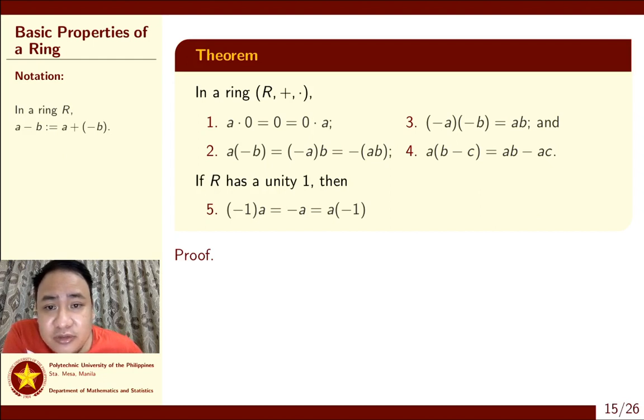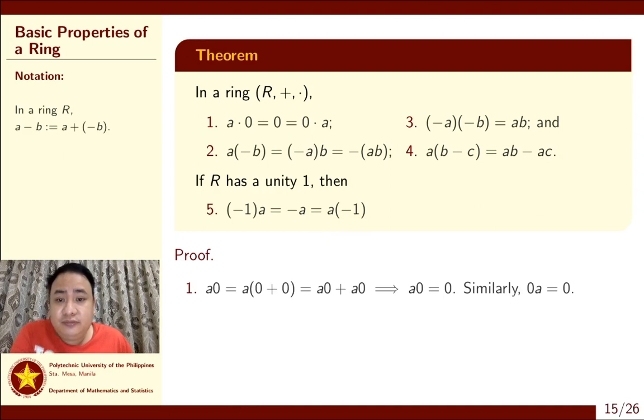Yung last property ay nag-hold, syempre, kapag may unity yung R. Kasi, hindi naman lahat ng ring may unity. Right? So, dapat yung additive inverse ng unity times A must be equal to minus A. Same with A times minus 1.